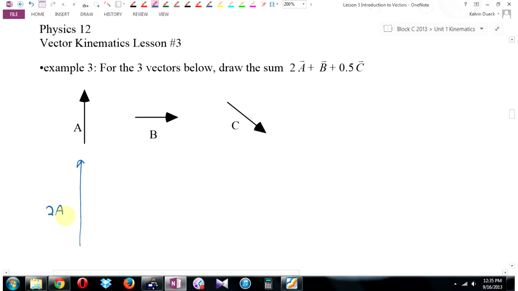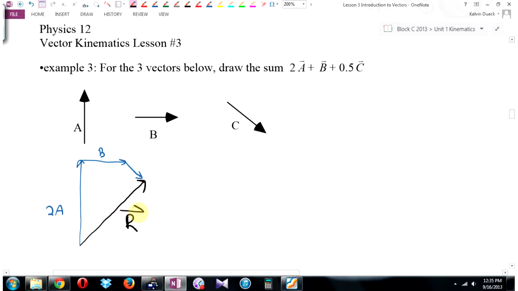What does it want us to add next? Tip to tail, yes? What does it want us to add next? 0.5C. How would I draw that? The same as C, but half. I'm eyeballing it. As a picture, that's the resultant vector right there.